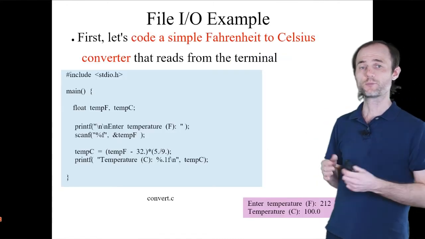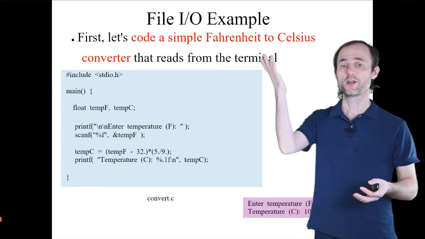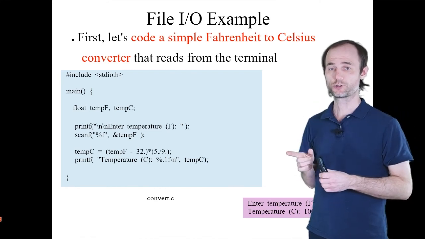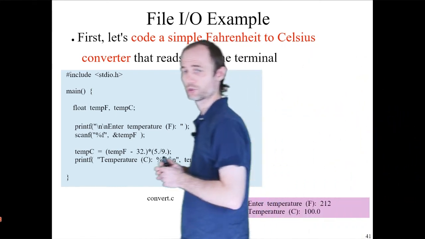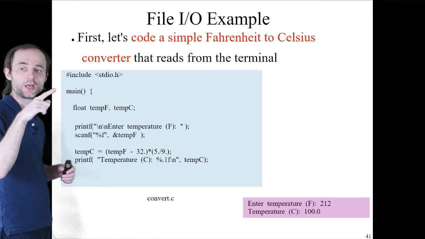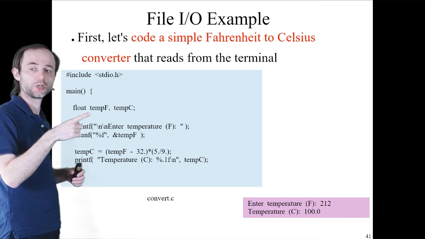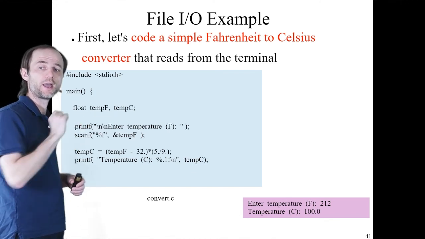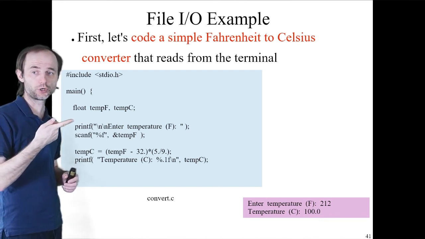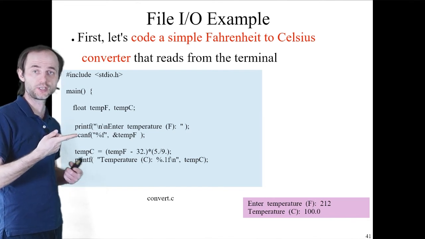So here's an example of how you can convert whatever you input from Fahrenheit to Celsius. So far, we're going to be reading the data from the terminal. So as usual, we have our header files, in this case, standard input output, our main function, and we're going to introduce the variables that hold temperature in Fahrenheit and in Celsius. We're going to print out the user instructions to enter the temperature in Fahrenheit. We're going to scan F.